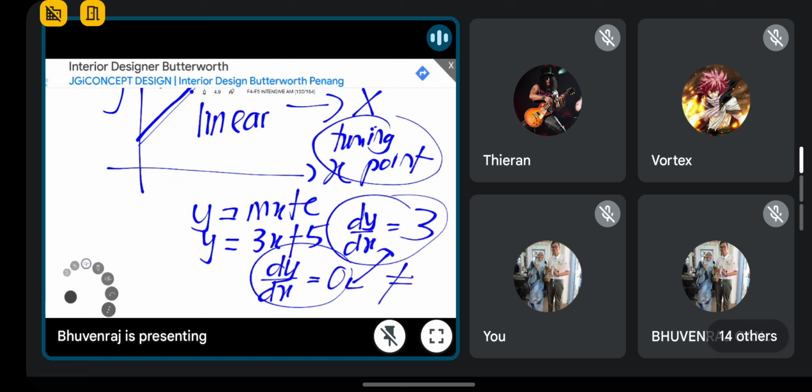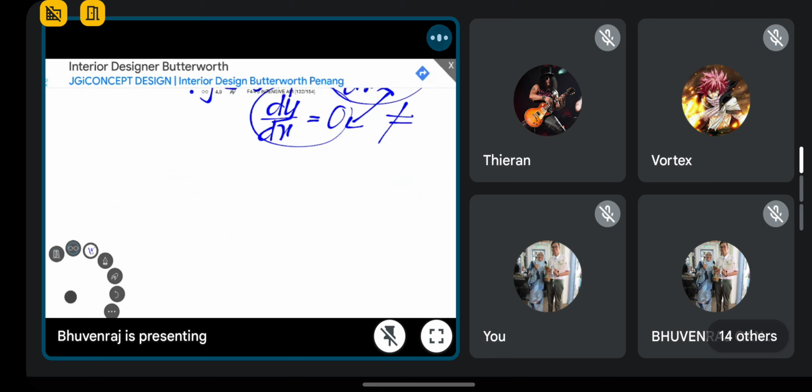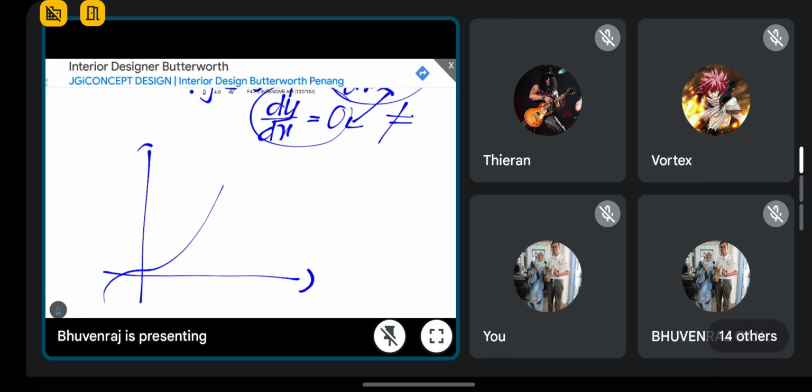Okay? So if I give you one more example, satu lagi jenis graph for you all. Try to identify the turning point for me. This I really want to make you understand lah, the meaning of turning point. Okay guys, what type of graph is this? Apa fungsi ni?